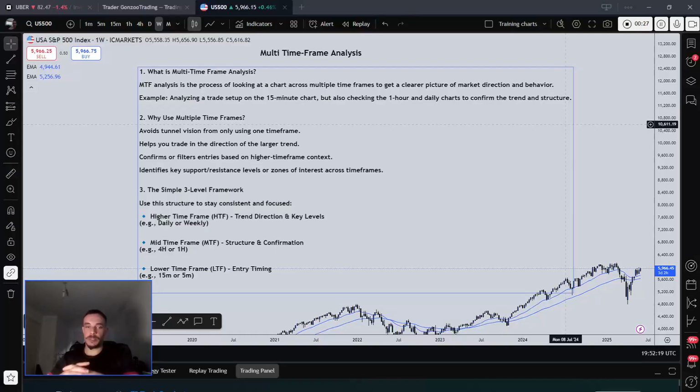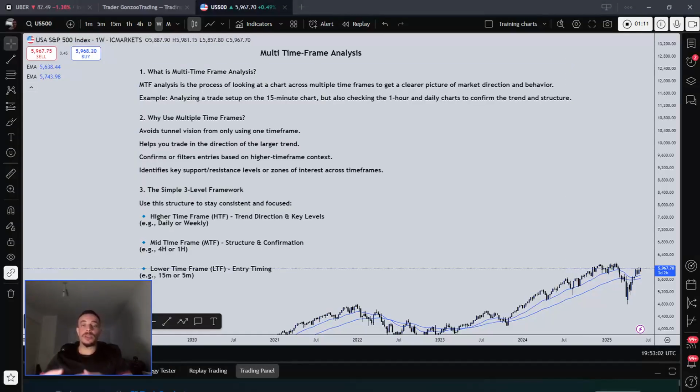Why use multi-time frames? It avoids the tunnel vision from only one time frame. Because if you're only trading on one time frame, you're basically just trading around that, but you cannot see the overall structure of the market. So it helps you with the direction of a larger trend. It confirms or filters entries based on high time frame context. Because if you know where the high time frame is heading with a lower time frame, you can kind of snipe entry your trades in confluence with a higher time frame. It also helps identify key support and resistance levels or zones of interest across multiple time frames.